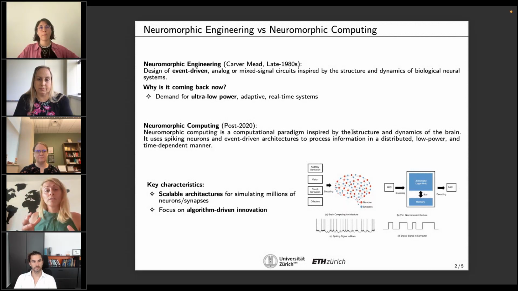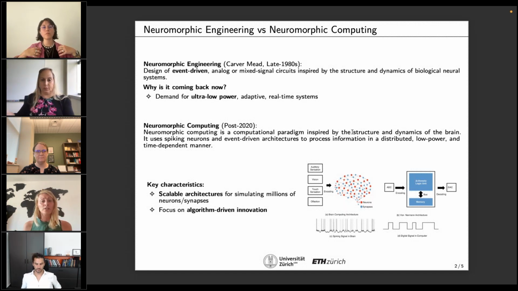But if we look at this computing and we now forget for a while about the technology and the real hardware, so we can have other characteristics. The idea is that if we want to build a huge network like the one, for example, required for AI, we need to simulate millions of neurons.